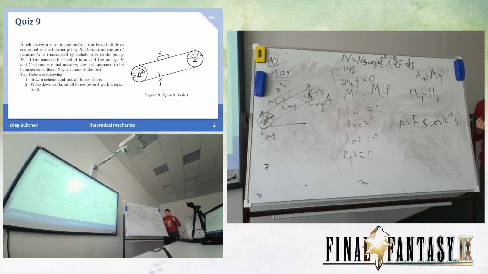Work is not dependent on the axes. It depends on force and displacement. Displacement is dependent on the axes, but S is displacement, not force. You only care about the angle between them. That's it. This angle is 90 degrees, so the work is equal to 0.